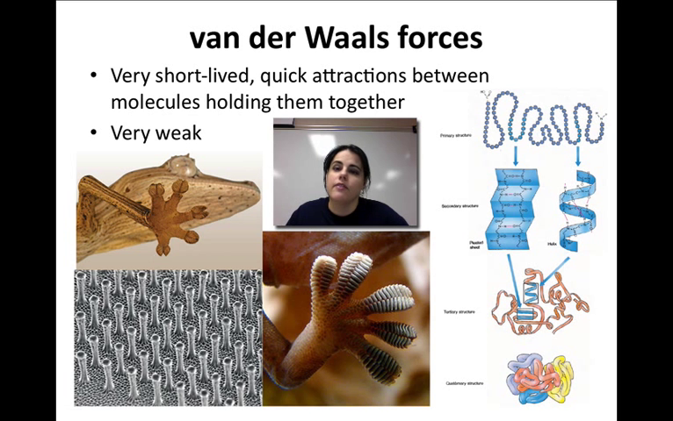The last type are van der Waals forces. Van der Waals forces are not a true bond because you're not really transferring electrons, nor are you hydrogen bonding. But these are very short-lived, quick attractions between molecules holding them together. So this is how the gecko walks up a vertical surface. It's not because it has sticky glue or suction cups. It's because the atoms that make up the millions of tiny microscopic hairs in its little fingers over here are exhibiting van der Waals forces.